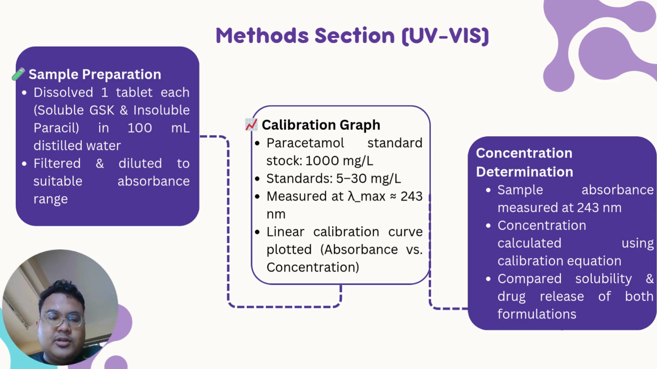Method section for UV-Vis. First, we prepare the sample. One tablet of soluble and insoluble paracetamol is dissolved in 100 ml of distilled water, then filtered and diluted in a suitable solvent. For the calibration curve, a paracetamol standard stock is prepared at 1000 mg per liter, with standards of 5 to 30 mg per liter, and measured at a wavelength of 243 nanometers. Then a linear calibration curve is plotted, absorbance versus concentration. For concentration determination, sample absorbance is measured at 243 nanometers. Concentration is calculated using the calibration equation, and we compare the solubility and drug release of both formulations.